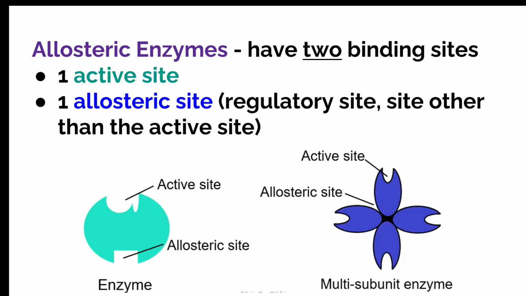But just to add a little more about allosteric sites, there are usually two binding sites on enzymes. There's an allosteric site and there's an active site. And like I mentioned before, the active site is the site that is doing the reaction. The allosteric site is just a regulatory site, it's not doing any reactions, and it's completely separate from the active site.